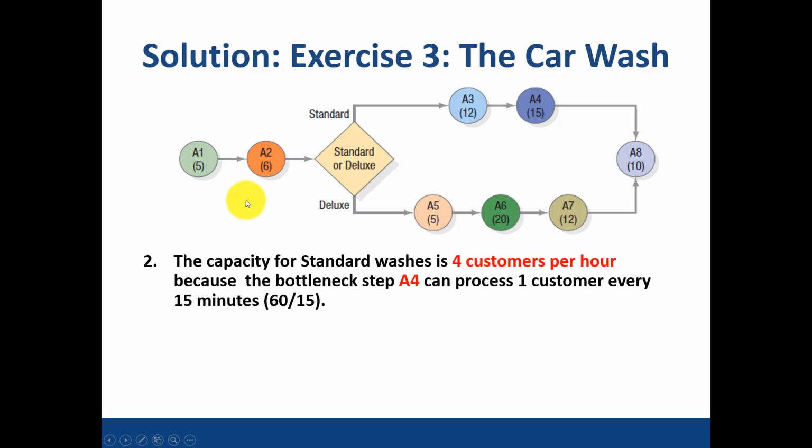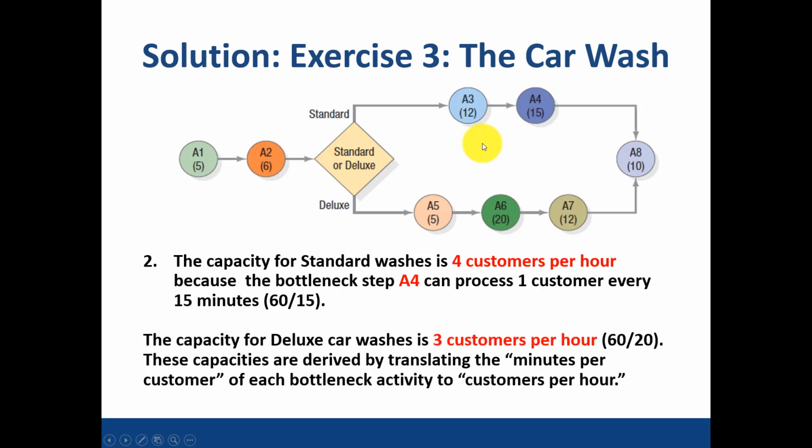The capacity for standard washes is 4 customers per hour. Why is that? Because this is the bottleneck, right? And every hour consists of 60 minutes. So if it takes 15 minutes to run through this complete process, 60 divided by 15 is 4. So we can only process 4 customers an hour because of A4.